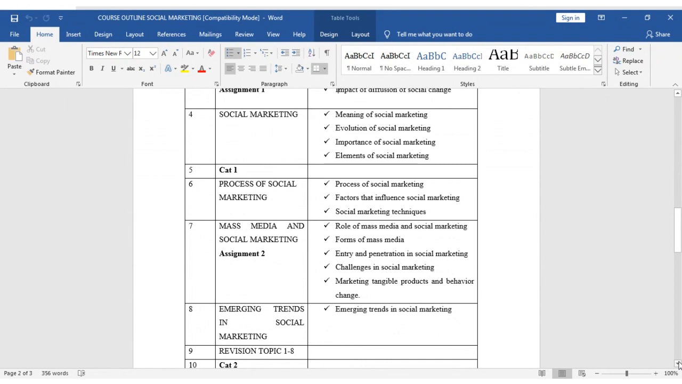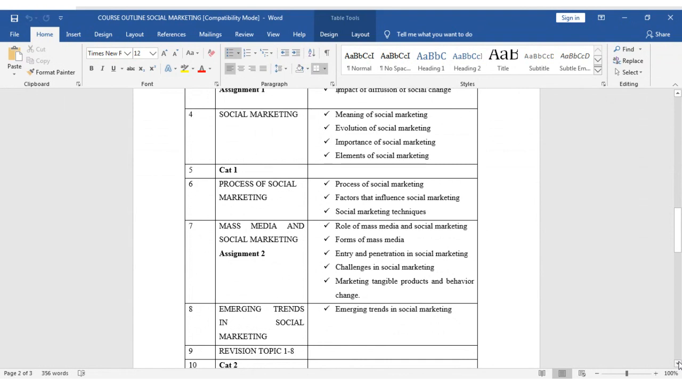So we shall discuss the role of mass media and social marketing. What are the forms of media, the entry and the penetration in social marketing, the challenges that people face in terms of social media and social marketing, and then marketing tangible products and behavior change. And then from there, we shall do the emerging trends.